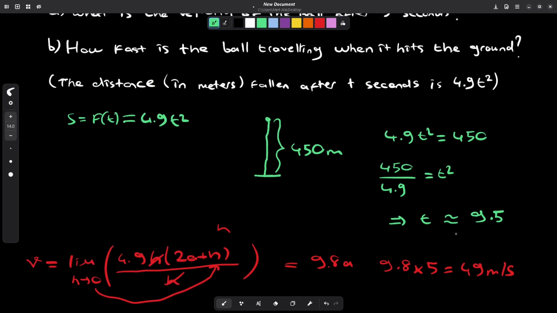The time is known, the velocity formula is known. What are you waiting for? 9.8 times 9.5, approximately again, the answer we will get. 9.8 times 9.5 is 93.1. So the speed is approximately 93.1.